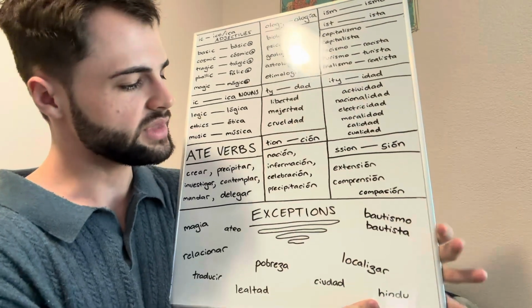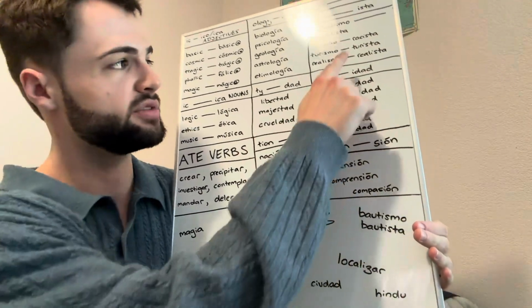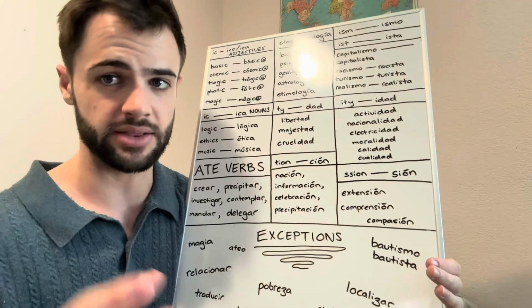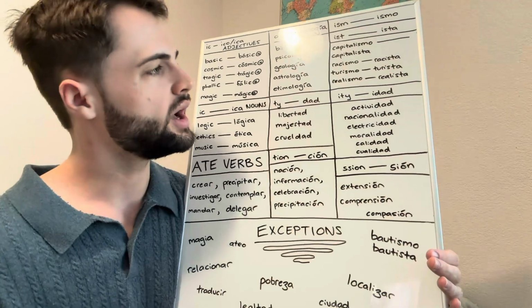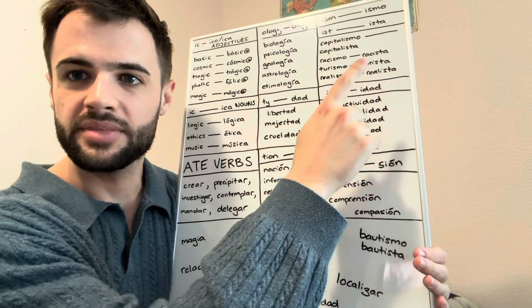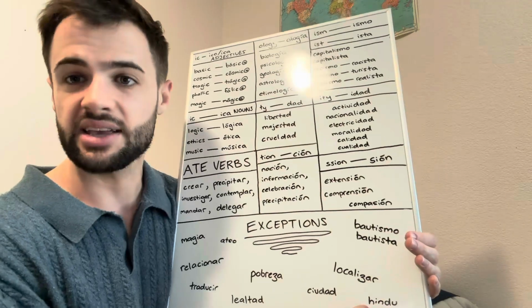Hindu. This one is an interesting one. When we talk about Hinduism, you can follow the rule, Hinduismo. You just make the H silent, but it's still included in the spelling of the word Hinduismo. However, you would not say Hinduista, a Hinduist, in the same way as in English. You would not say that, you would just say Hindu.